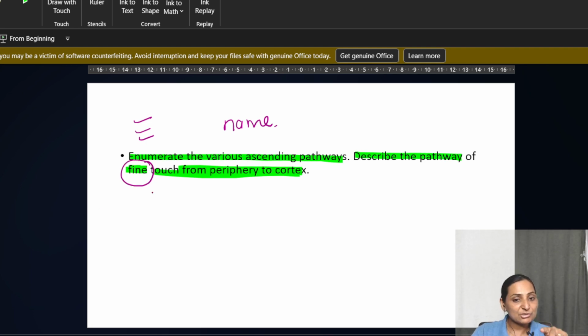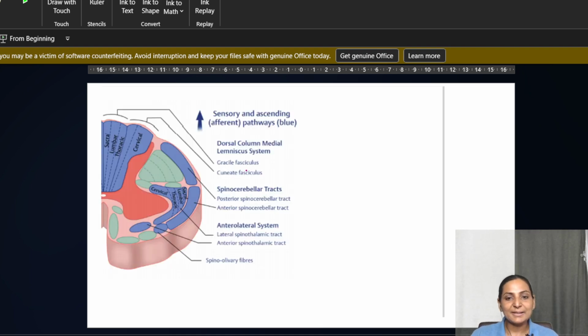That means touch is of two types. If it is fine, that means something definitely is also there. So once you look into the question, you have to be very specific about what is asked, right? Otherwise you will never be able to complete it and actually write what is required. So this is the diagrammatic representation of the different pathways: the dorsal column, that is fasciculus gracilis and cuneatus, spinocerebellar, and the anterolateral system.